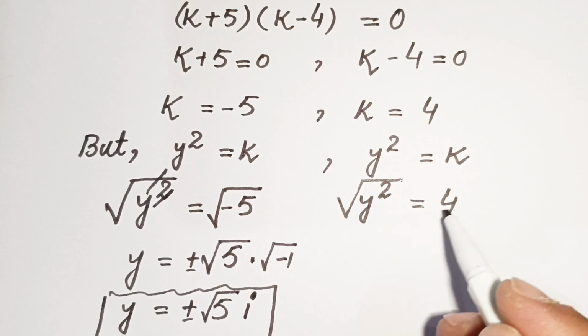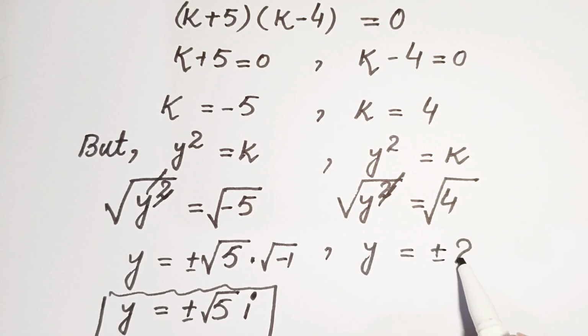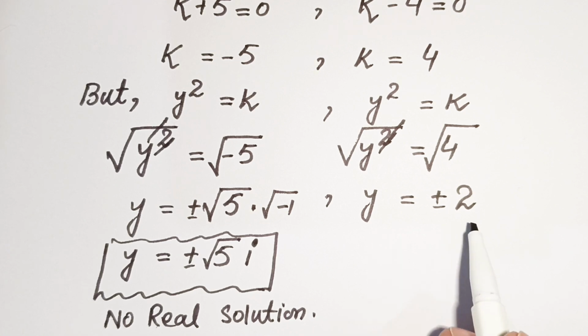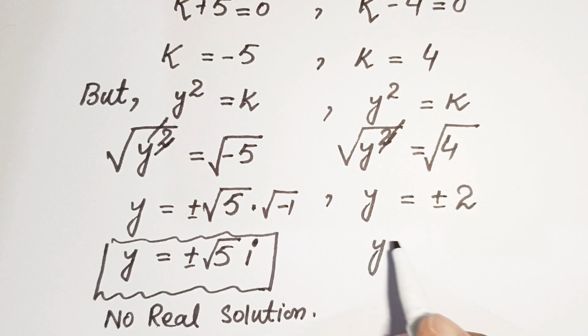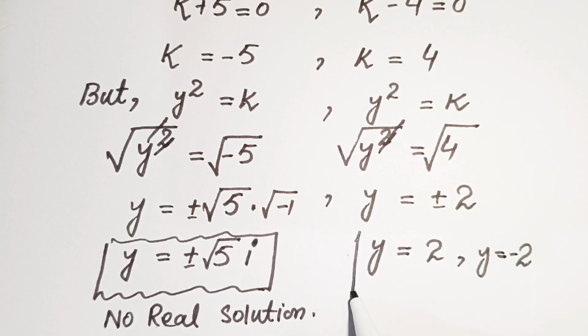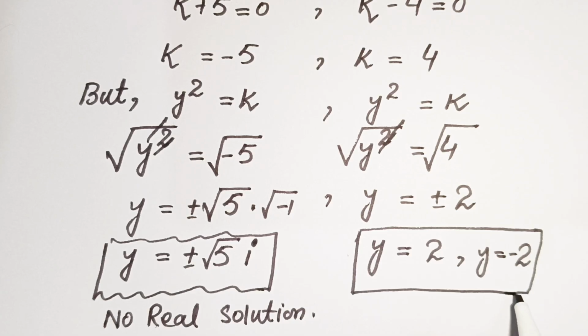Taking the square root on both sides, cancelling square with square root, we get y is equal to plus minus 2. So here we have two possible values of y: plus 2 is real and minus 2 is also a real solution. So we have y is equal to plus 2 and y is equal to minus 2. These are the values of y that belong to the real numbers.